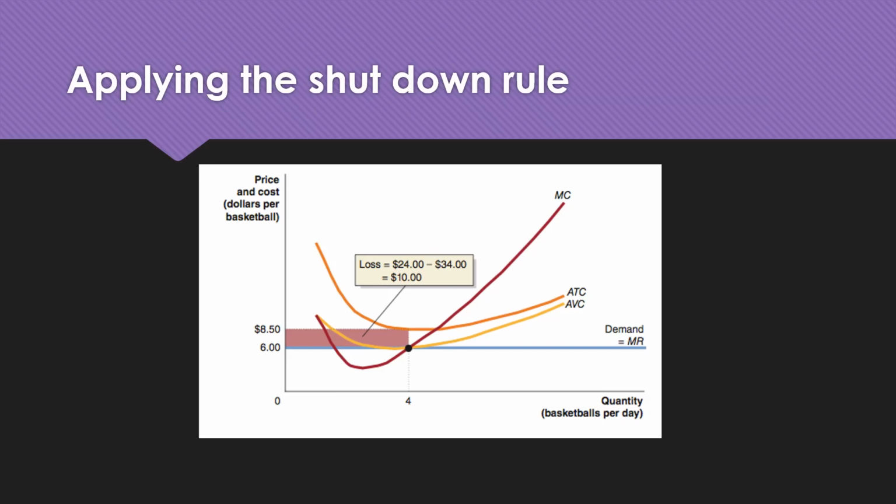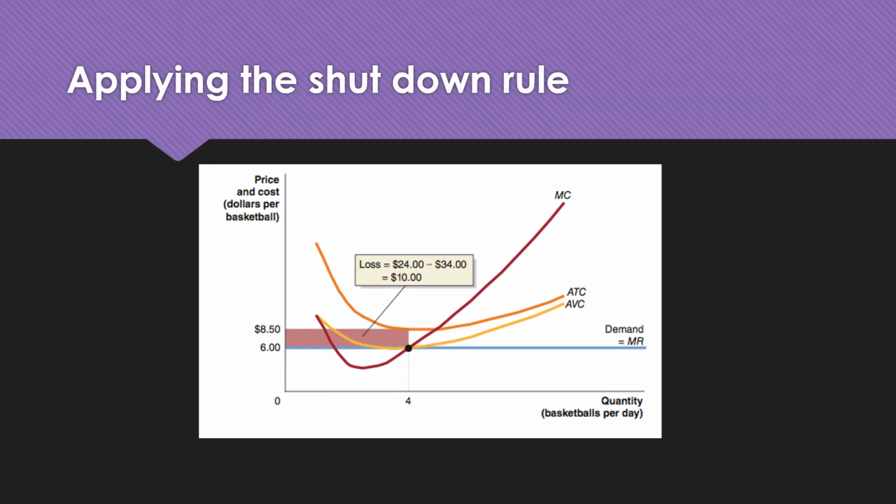Unfortunately, average total cost is $8.50 per unit, which means that the firm is losing $2.50 per unit times 4 units, so the firm is actually losing $10. So the question then becomes, should this firm stay in business?